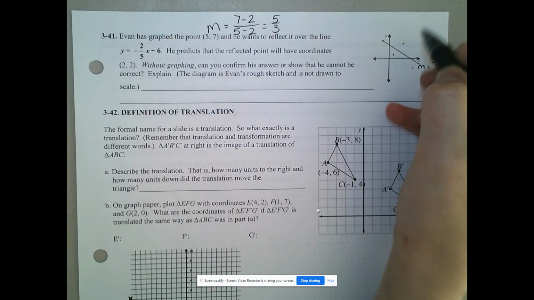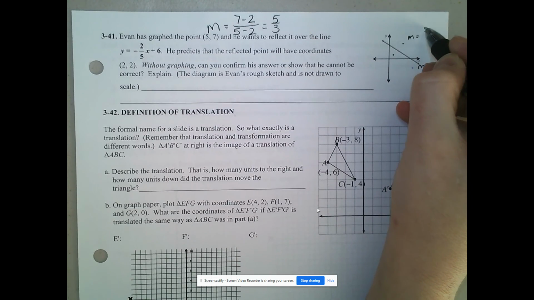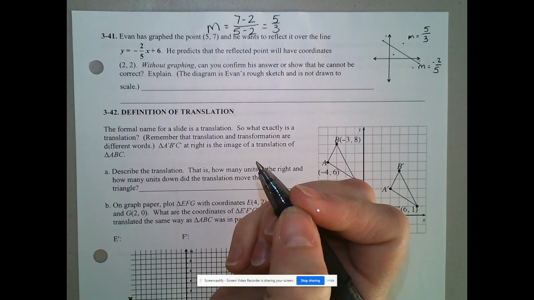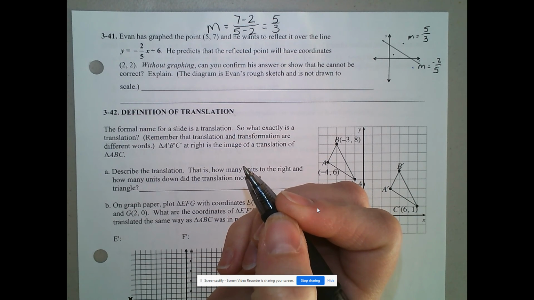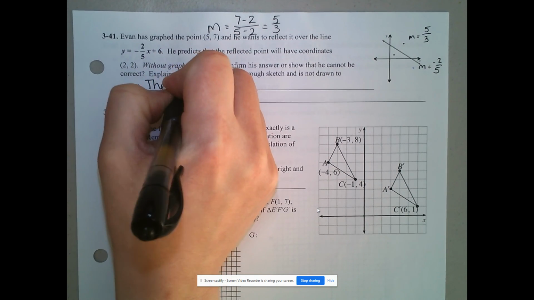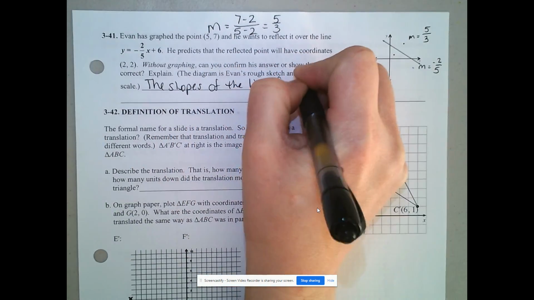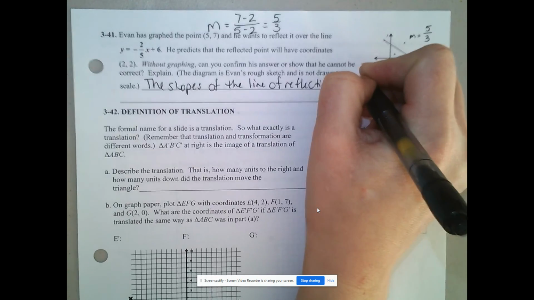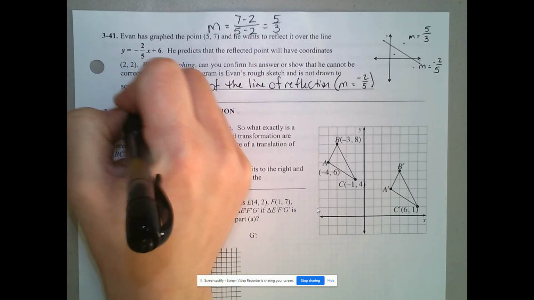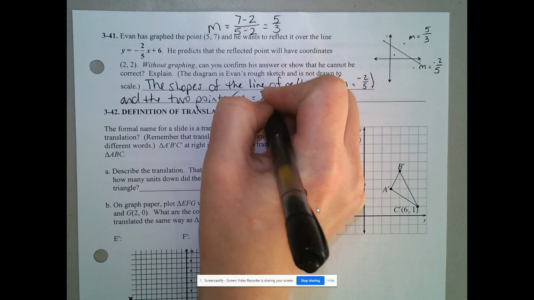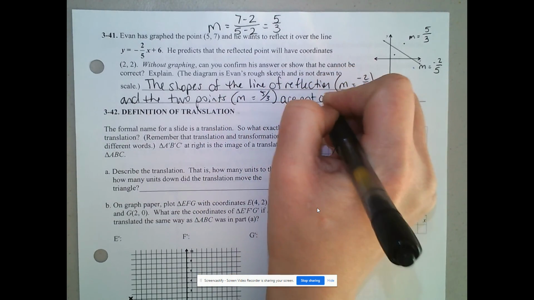So the line has a slope of negative 2/5, but the 2 points would have a slope of positive 5/3. In order to be an opposite reciprocal, it would need to be positive 5/2. So very close, but the slopes are not opposite reciprocals, so they're not perpendicular. And we're talking about the slopes of the line of reflection, which was negative 2/5, and the 2 points, which had a slope of 5/3, are not opposite reciprocals.